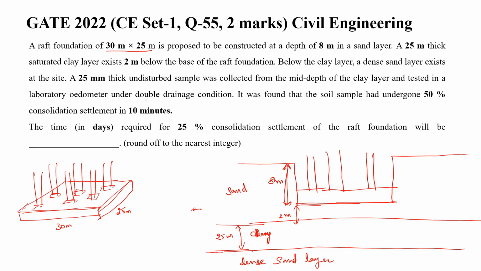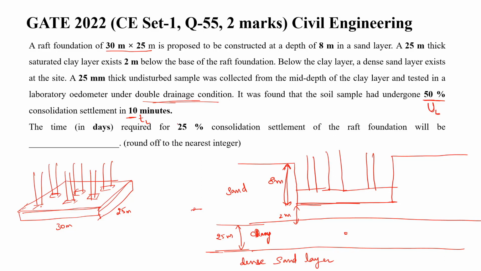So what has happened then? A 25 mm sample, small compared to 25 meter. 25 is very small. Thick undisturbed sample was collected from the mid depth and tested in a laboratory under double drainage condition. I'll explain what is the double drain condition. It was found that soil sample had undergone 50% of the consolidation settlement in 10 minutes. See, this is TL, means lab, because of that I am writing TL, and this is percentage of the consolidation, I will denote it by U. Okay, this is UL, and double drainage condition it is.